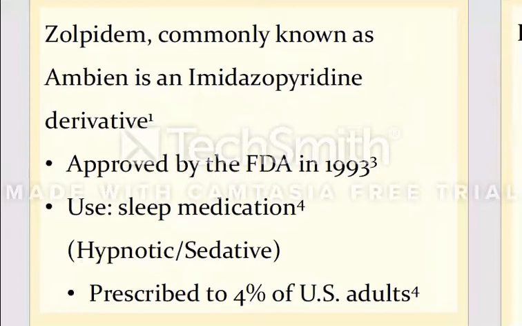The reason we want to know the side effects and adverse effects of Zolpidem is because it's prescribed to about 4% of the US adult population. That's a pretty large amount. And because it's being administered to so many different people, we want to know what taking this medicine is actually going to look like.